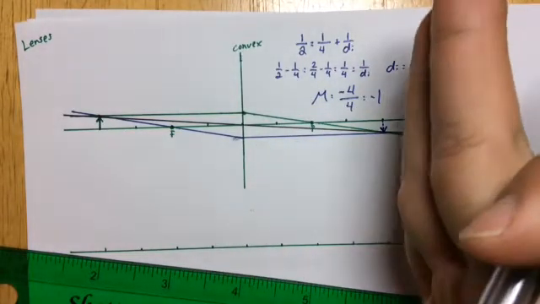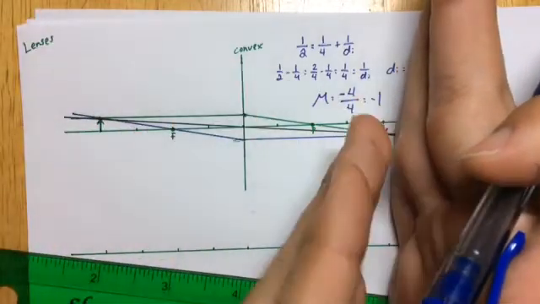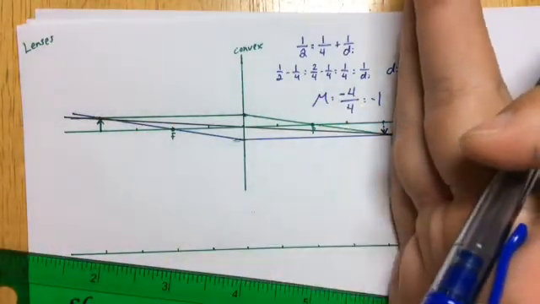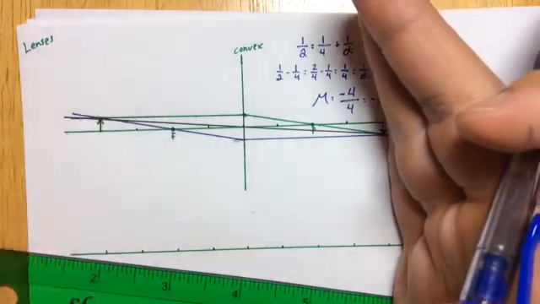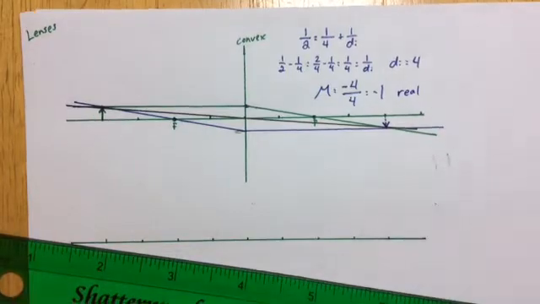If you were to put a sheet of paper right here, have the actual lens with your object, you would be able to see that object upside down, inverted, at the same size as your original. And so this would be a real image. Okay, real and inverted.